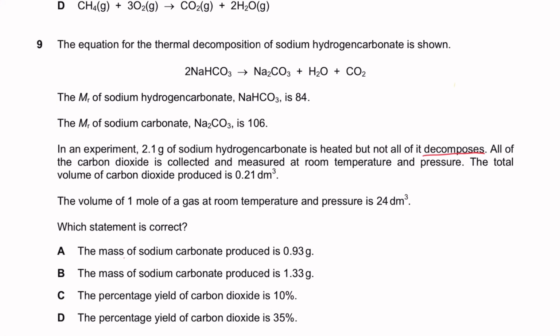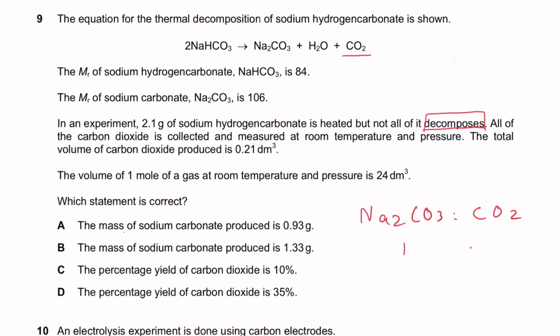So you have a balanced chemical equation. Now you can compare it, because the first option says that the mass of sodium carbonate produced is 0.93. So let's see the sodium carbonate ratio. You have to compare sodium carbonate with carbon dioxide. You can't compare it with sodium hydrogen carbonate because it says not all of it is decomposed. So you use carbon dioxide, and it's 1:1.